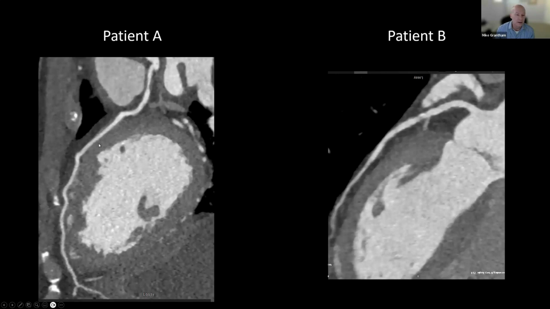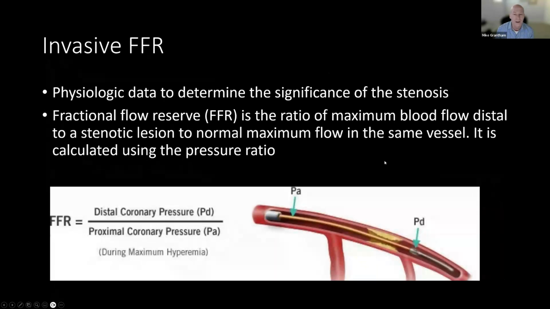Also, on the demand side of the equation, some vessels have more demand on them. The patient on the left has a very long LAD. It wraps around the cardiac apex. It's distally bifurcated, so it's probably supplying a large amount of myocardium. Whereas the patient on the right has a short LAD, it's terminating before it gets to the cardiac apex. So it's supplying less myocardium and more likely to tolerate a higher degree of stenosis before that patient has ischemia.